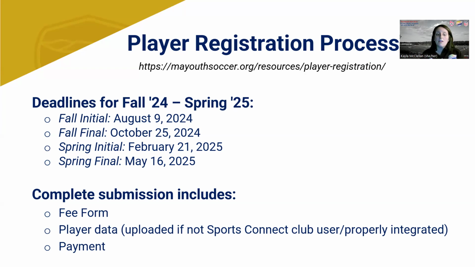As a reminder, a complete submission includes 3 things: the fee form, the player data, and payment. So all of the steps and all of the materials that you're going to need to present to us a complete submission are on the player registration webpage. And just a quick note about the player data. If you are a Sports Connect club user that has successfully integrated with Mass Youth Soccer, you do not need to upload player data in a spreadsheet. We already have your data.